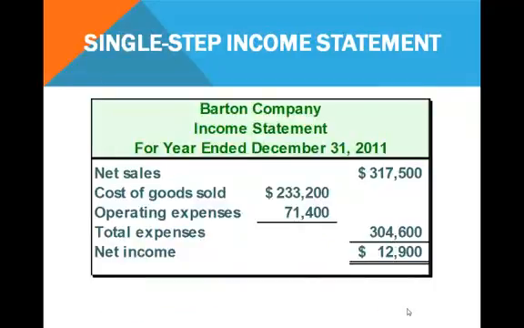This is the same information presented in a single-step income statement. In a single-step income statement, all the revenues are grouped together. So here's our net sales. We've just netted them out instead of showing all the steps. All the revenues are grouped together and totaled, and all the expenses are grouped together and totaled. So here's all of our expenses: cost of goods sold and operating expenses. We just lumped all those operating expenses into one number and got the total expenses. We subtract the total expenses from the net sales, and that gives us net income. As you can see, the net income is the same whether we use the multiple step or the single step income statement. The only difference is the amount of detail that is provided on the income statement.